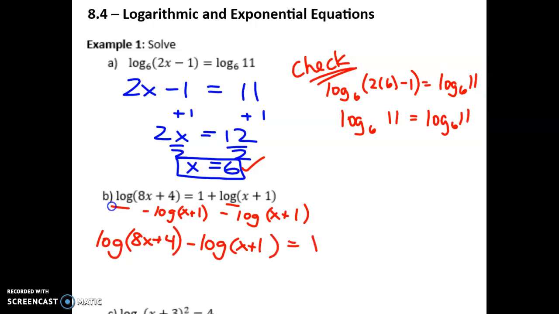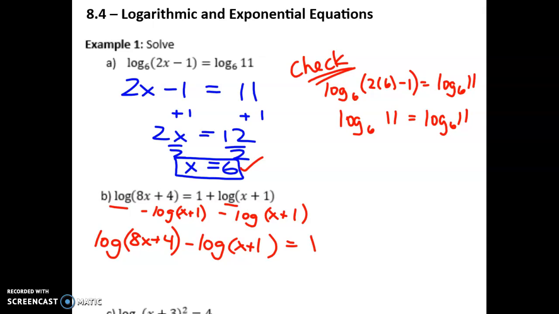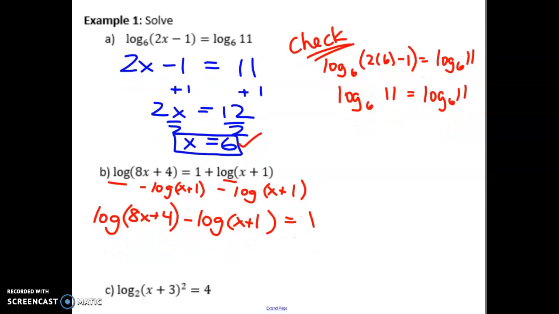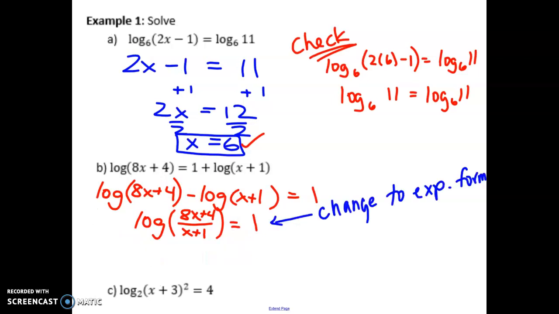Now we have some laws that we learned. When I am subtracting two logs, how can I combine them? Dividing, right. So let's divide those. So we're going to get log of 8x plus 4 divided by x plus 1, and that equals 1. So here we have to change it to exponential form. My base for this is base 10. So I'm going to go 10 to the power of 1 equals 8x plus 4 divided by x plus 1.